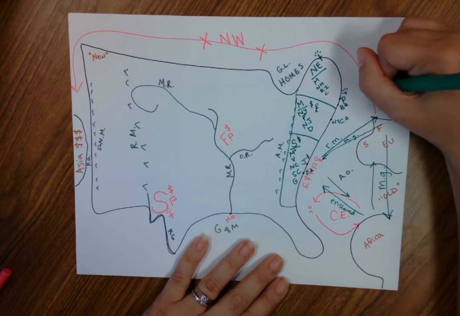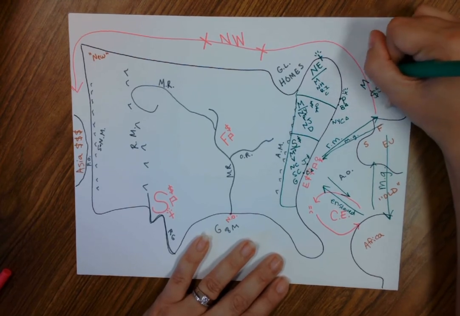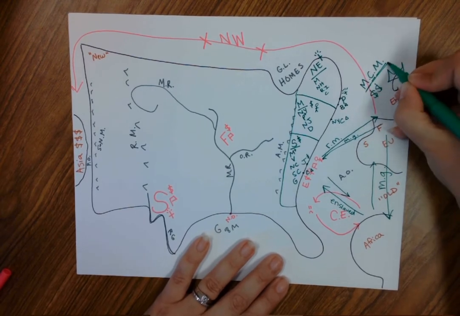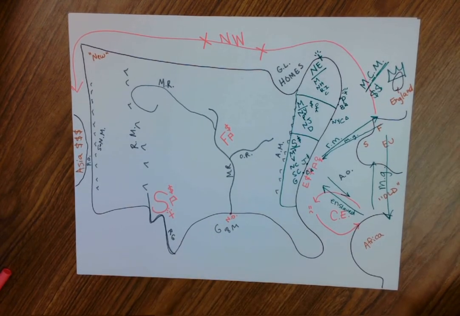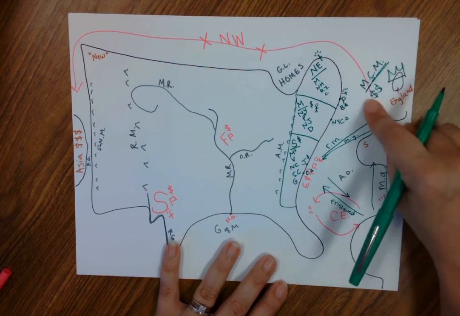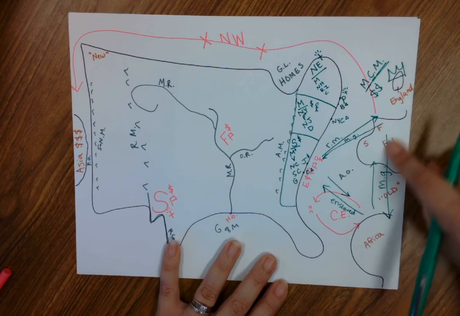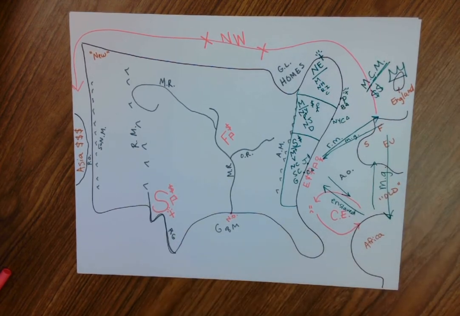And so we remind ourselves what that is called. It is mercantilism, mother country's money. Mercantilism, mother country's money. England is going to make the most, Europe, because they create colonies for the benefit of the mother countries.